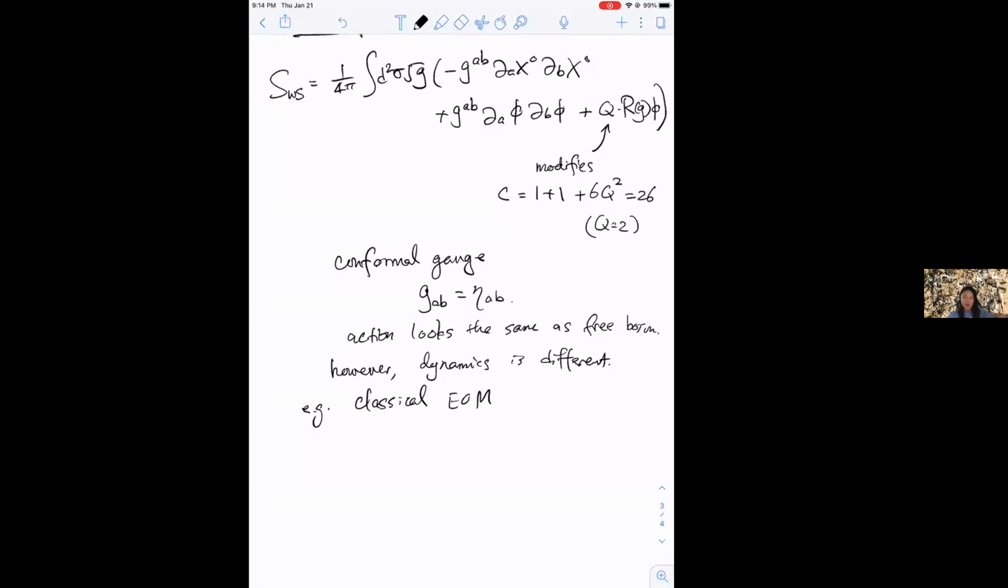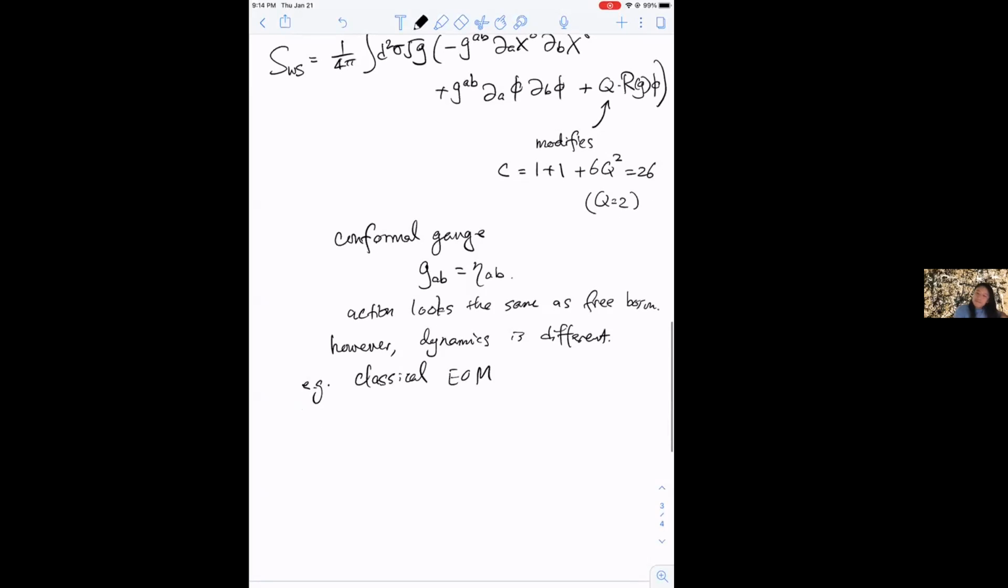Okay, so the c equals one string theory is by no means the only string theory in two dimensions with a two dimensional target space, but it's the only one with a known worldsheet CFT formulation. Anyway, okay, so let's consider the classical equation of motion for the linear dilaton theory, right? In conformal gauge.